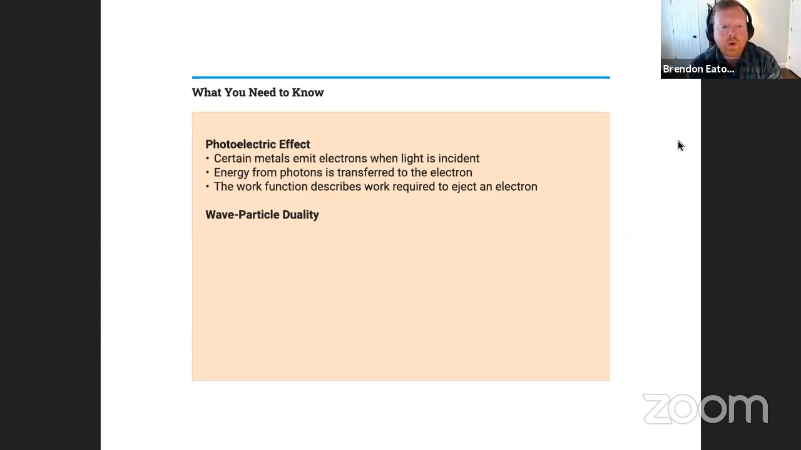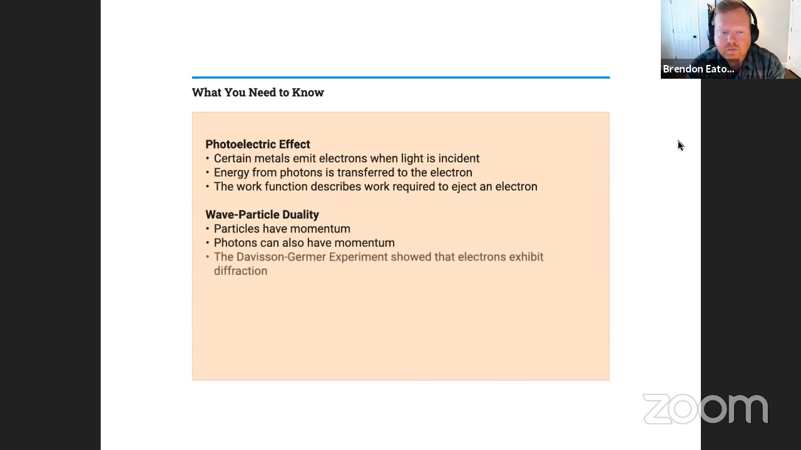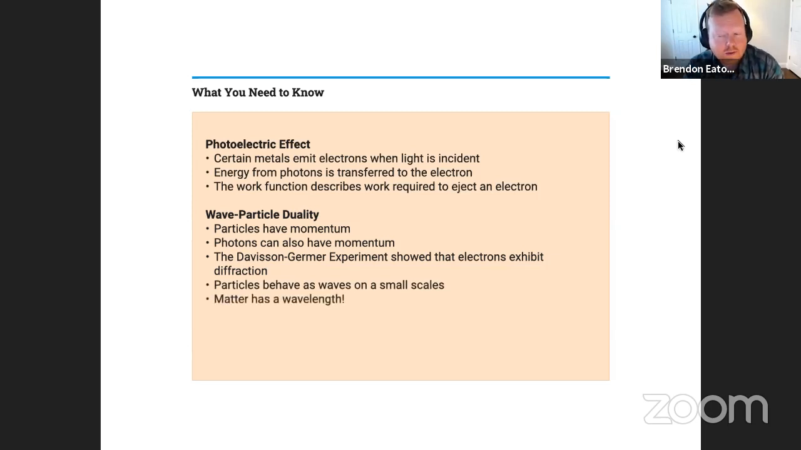Now, with wave-particle duality, we need to know that particles have momentum, and also photons can have momentum, packets of light. With the Davisson-Germer experiment, we need to know that it showed that electrons exhibit diffraction, and particles behave as waves on small scales. And shockingly enough, matter can also have a wavelength.